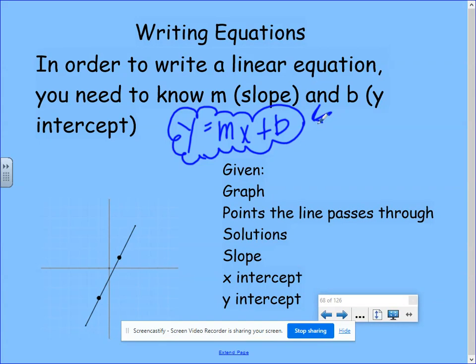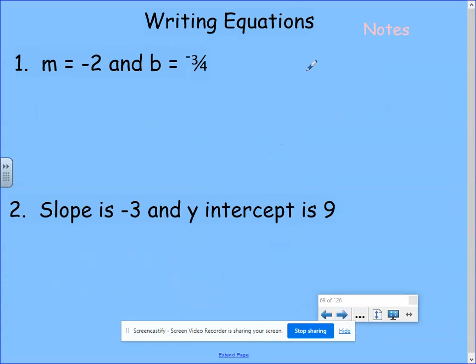Now, here is the important part. In order to win the game, we need to find the value of m, which is the slope, and the value of b, which is the y-intercept. So we're going to use our clues to win the game. All right, so remember, to win the game, we have to write our equation in y equals mx plus b, which is the slope-intercept form. And in order to win the game, we need to know the value of m and the value of b.